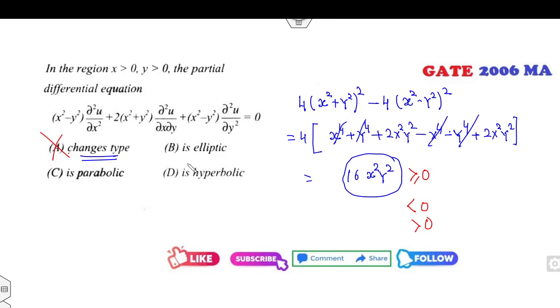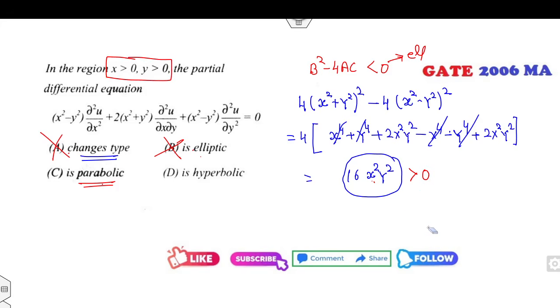That is not possible. Elliptical, when will it happen? When b square minus 4ac is less than 0. Then only it will be elliptical. But you can see this number can never be less than 0. Is it parabolic? But you can see x is strictly greater than 0, y is strictly greater than 0. That means this number is always greater than 0, so it can never be 0. So parabolic is cancelled. Hyperbolic is the only right answer.